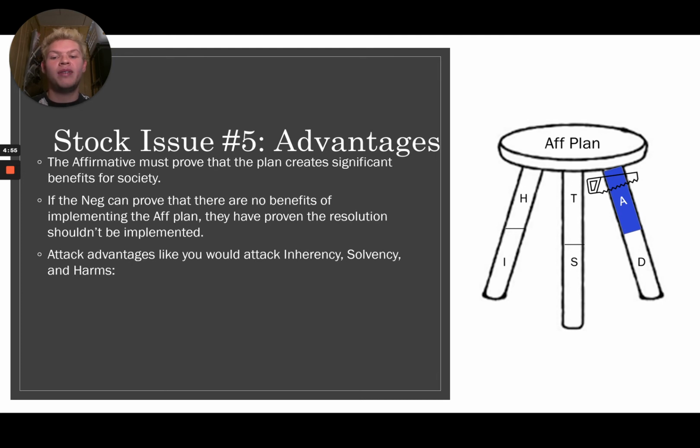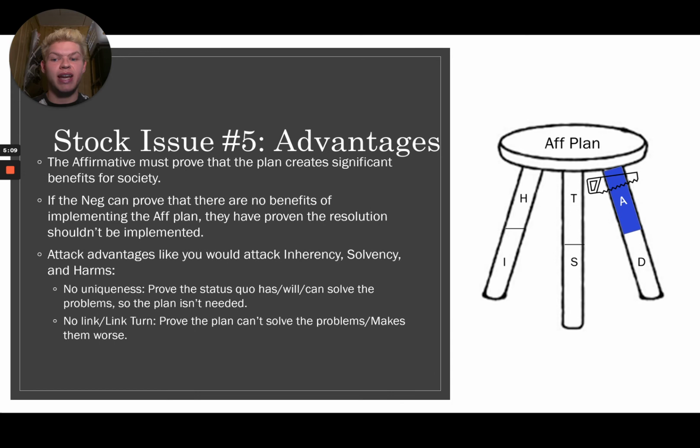So you attack advantages in the same way that you would attack inherency, solvency, and harms. So you would attack the first part of an advantage, uniqueness, by saying no uniqueness. You prove that the status quo has, will, or can solve the problems, so the plan isn't needed, kind of like attacking inherency. Then you can say no link or link turn.